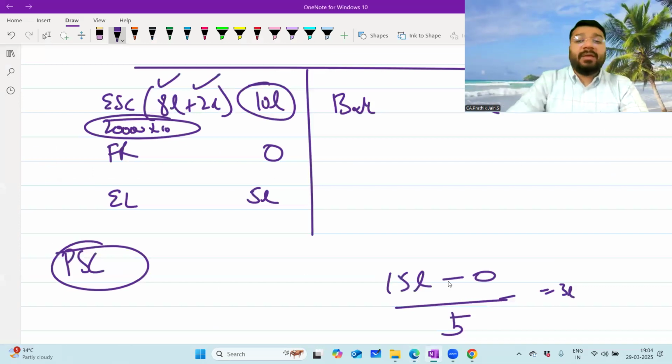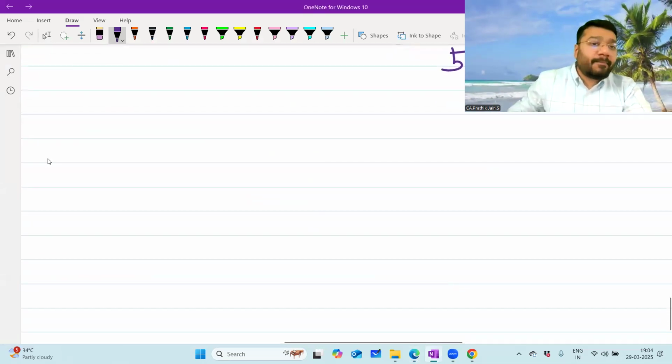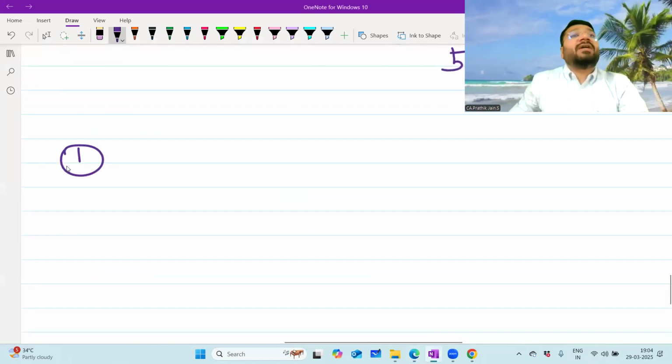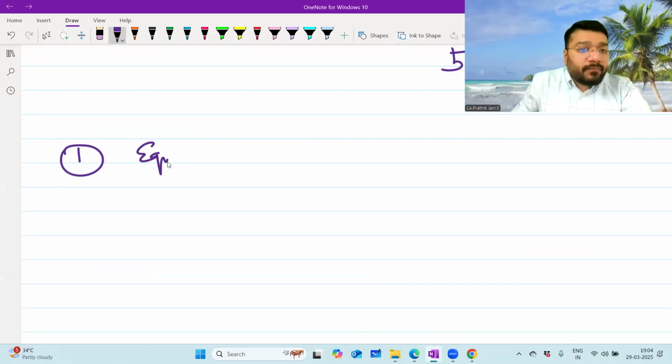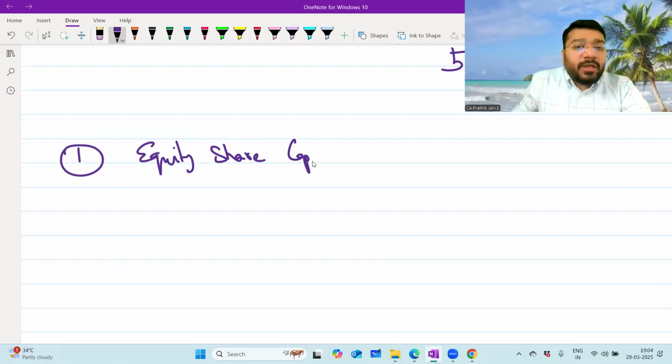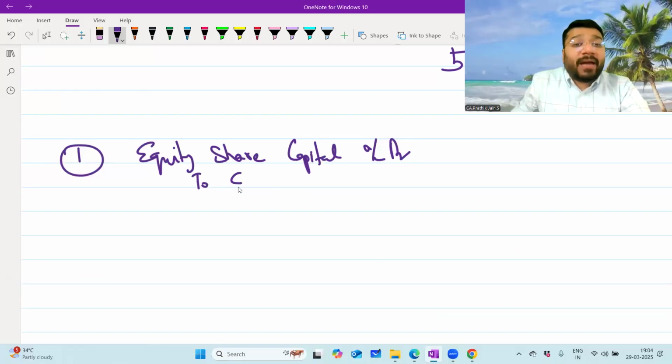Okay. Now please tell me, what is the journal entry? First, I have to pass the due entry. Due entry for transferring the amount from capital account debit to buyback account. So what is the due entry? Equity share capital account debit to equity share buyback. Very good.